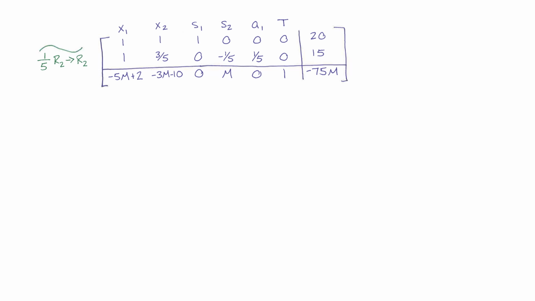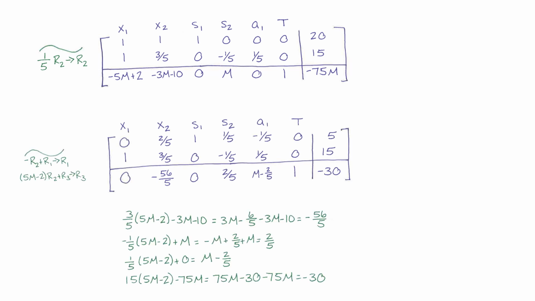Now, I need zeros in every other place in the pivot column. So I'm going to use -R2 plus R1 to get a new row 1. So those values will be 0, 2/5, 1, 1/5, -1/5, 0, and 5.